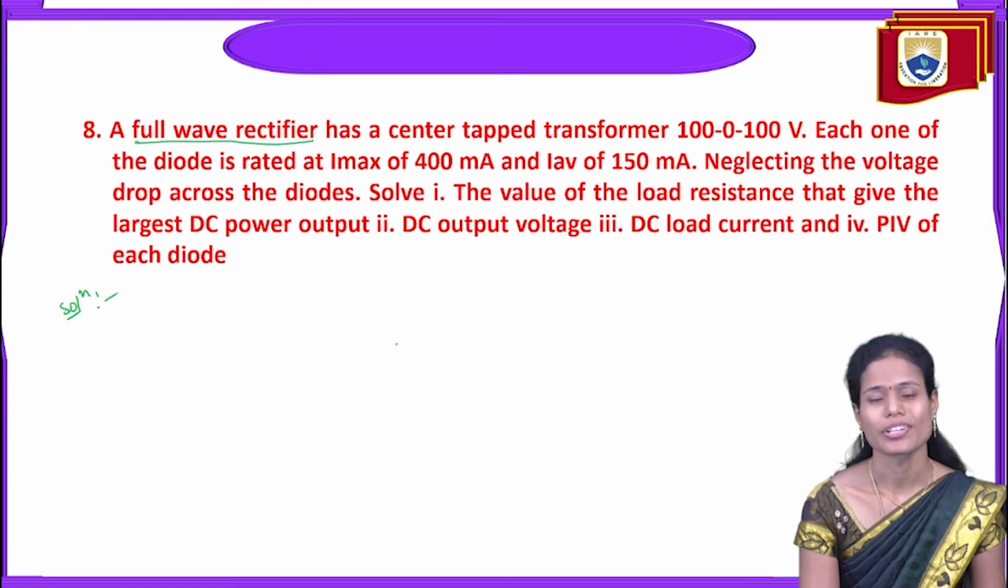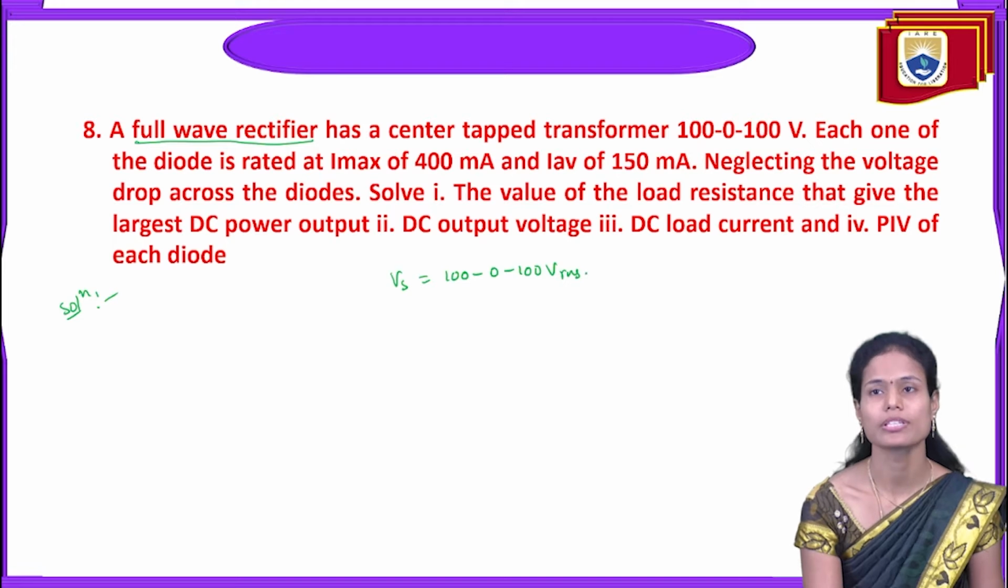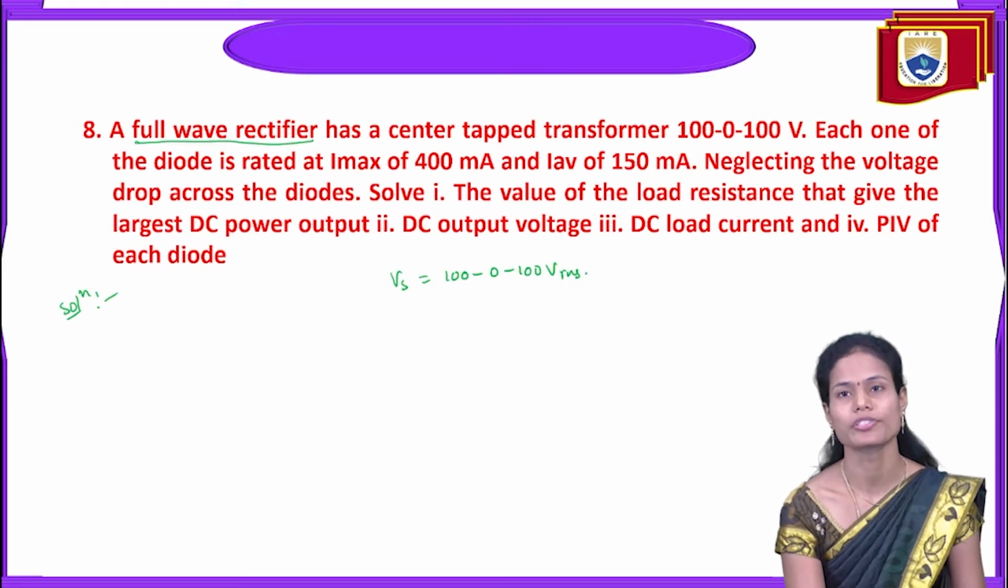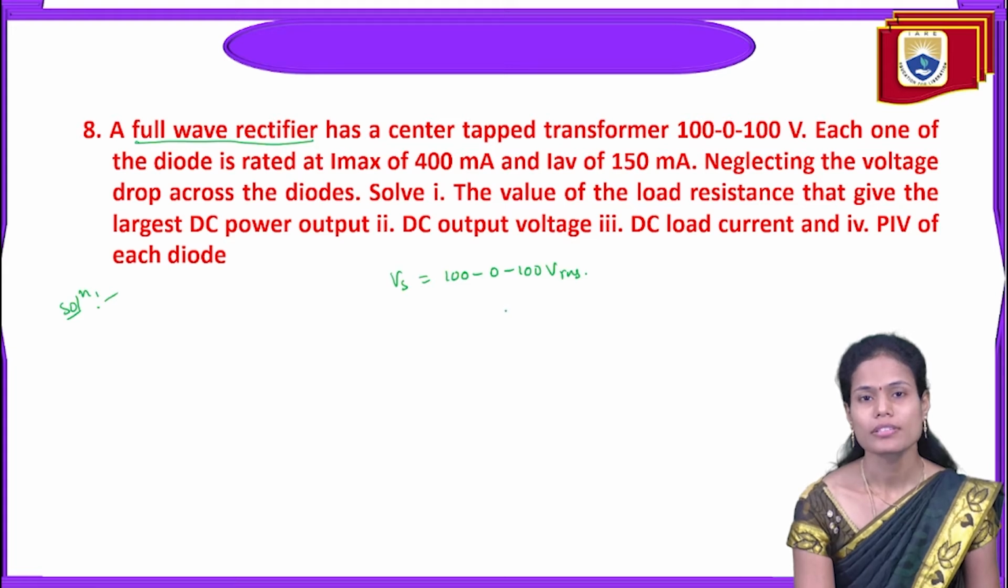So it is also a center tapped transformer with two diodes, and the secondary voltage is given as 100 volts. That is the RMS voltage only. Once it is given as a secondary voltage, it means it is the RMS voltage only. Once it is mentioned as maximum voltage, we directly take it as the Vm voltage. If it is given as secondary voltage, we have to multiply with root 2 to find the Vm voltage.